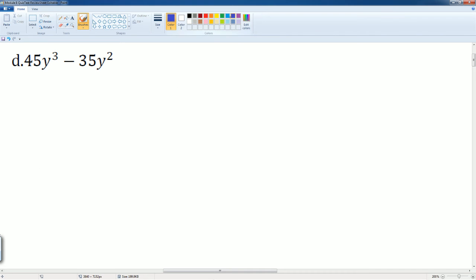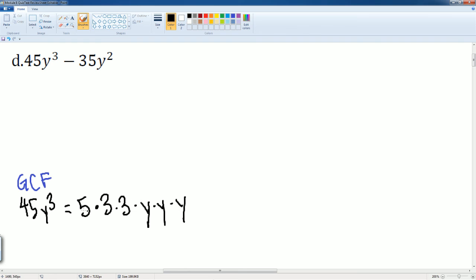We want to find the greatest common factor. We have 45y cubed. That can be split up into 5 times 9. So 3 times 3 times y times y times y. Then you have 35y squared. That is 5 times 7. So 5 times 7 times y times y.